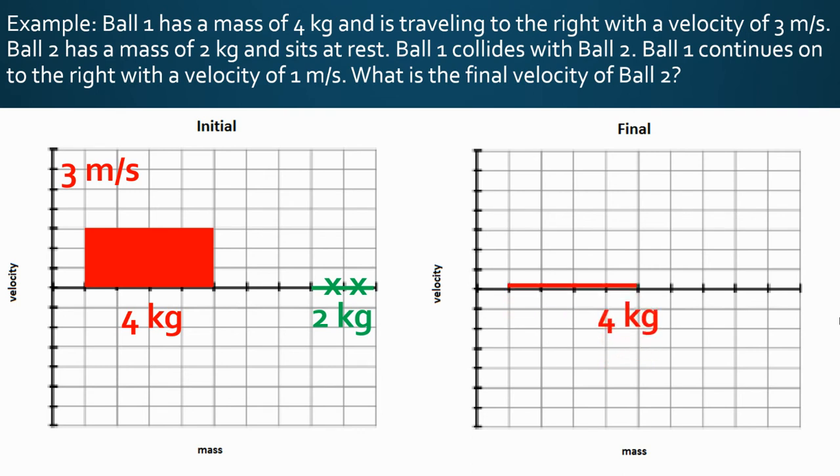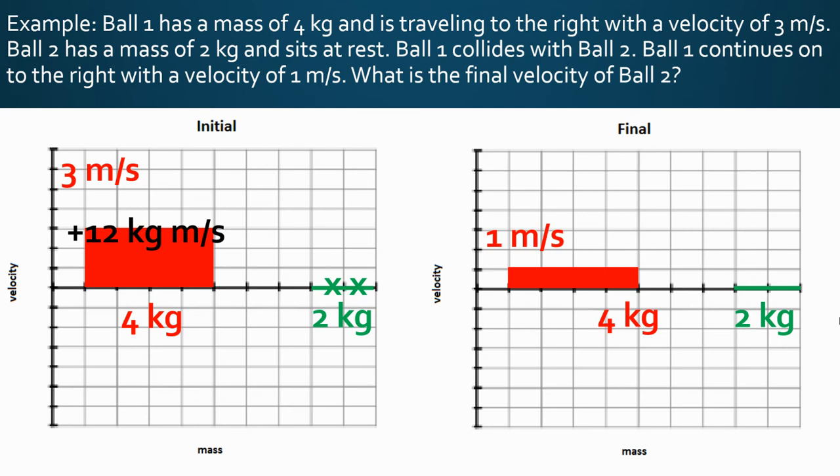After the collision, ball 1 continues on to the right with a velocity of 1 meter per second. So it still has a mass of 4, but now it goes up 1 meter per second. Now the question is, what is the final velocity of ball 2? It still has a mass of 2 kilograms, but we are not given a velocity. So we have to figure that out. So let's go back to our idea of momentum.